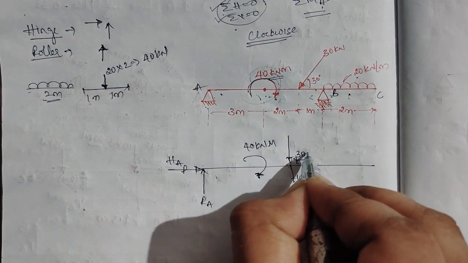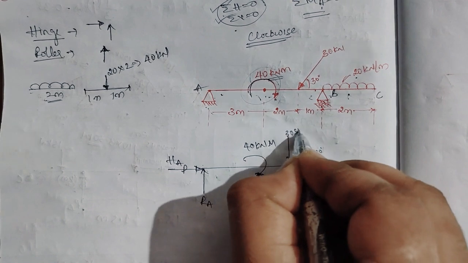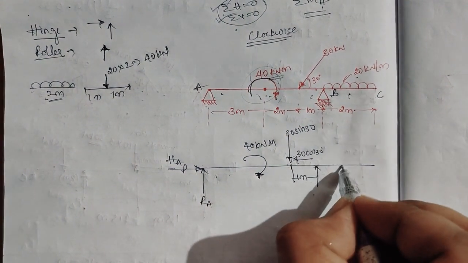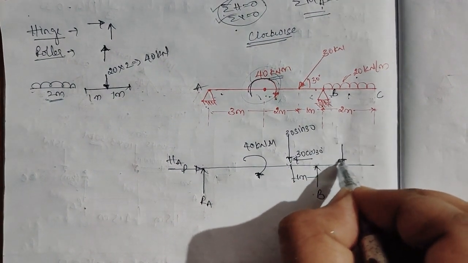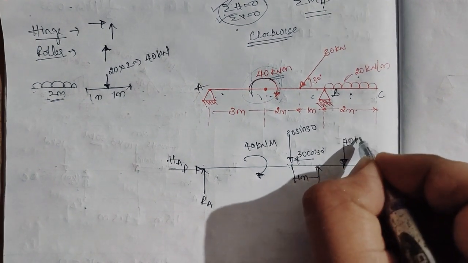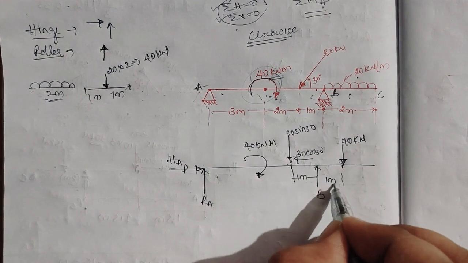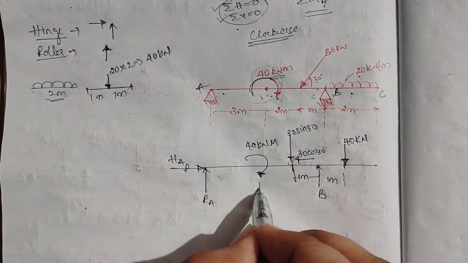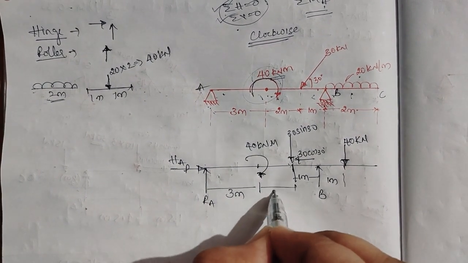So this is 30 cos 30, 30 sin 30. I resolved it. So at 1 meter from B, we have a point load which is the converted form of the UDL, that is 40 kilonewton. Okay, this is 1 meter, this is 1 meter. And this is at a distance of 3 meter, this is 2 meter.